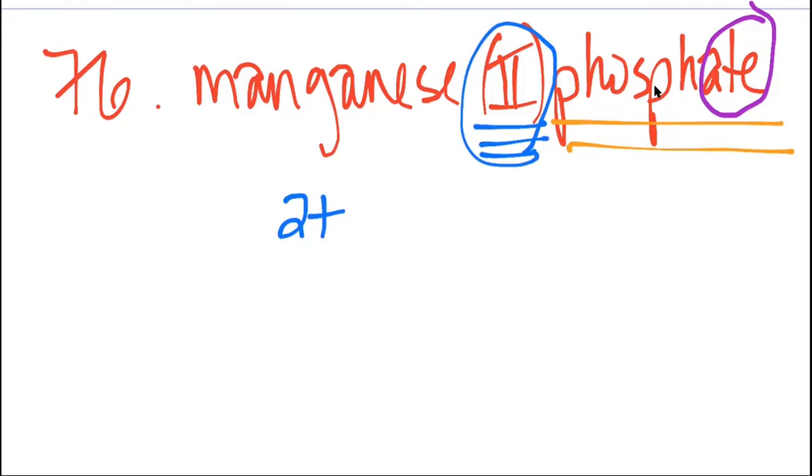Okay. Anybody remember? It was on your little practice assignment from last time. Anybody remember the symbol for manganese? If not, you can look at your reference chart with your periodic table. It is Mn, not to be confused with magnesium, which is Mg. Okay. People mess those up a lot. Okay. So manganese is Mn, and then I know it's +2 or 2+ because of the Roman numeral.